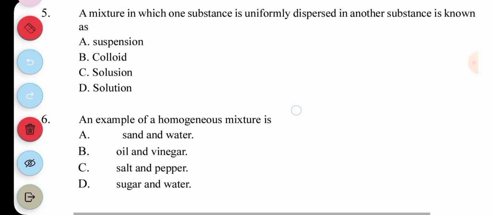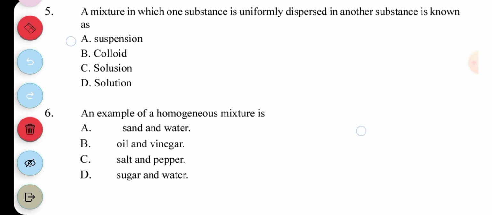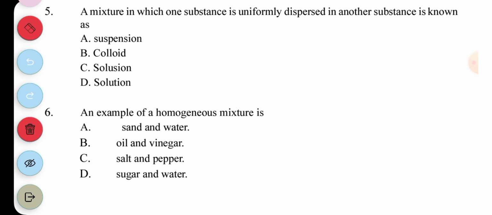Question 6. An example of a homogeneous mixture is A. Sand and water, B. Oil and vinegar, C. Salt and pepper, D. Sugar and water. The answer to question 6 is D. Sugar and water.